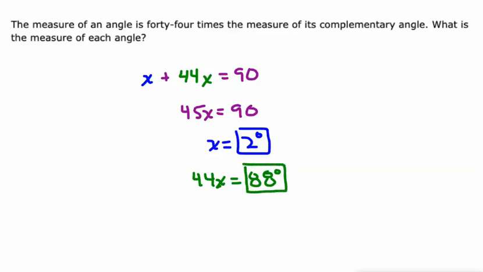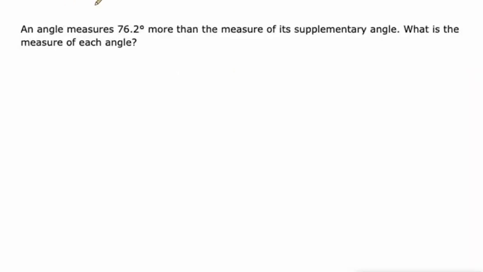Let's do another one that's kind of like that with supplementary angles. An angle measures 76.2 degrees more than the measure of its supplementary angle. So we've got an unknown angle and another unknown angle, but we do know that it's 76.2 more than the other one. So we've got the blue angle and the green angle. Unknown blue angle and the green angle 76.2 degrees more. And they are supplementary, so their sum is 180 degrees.